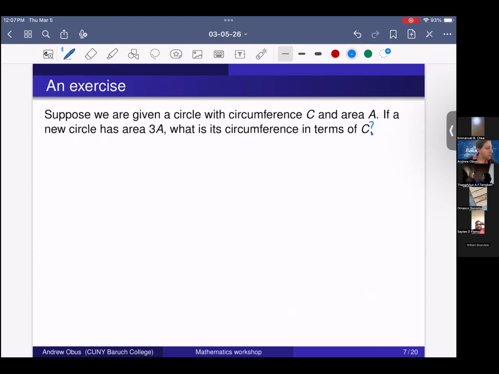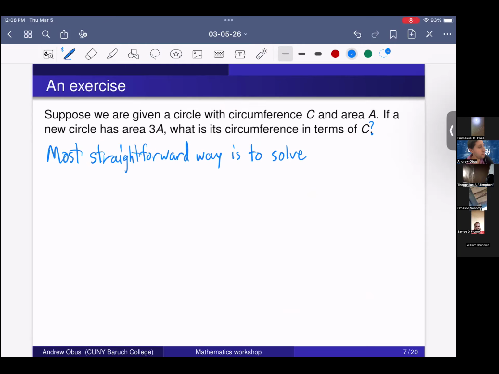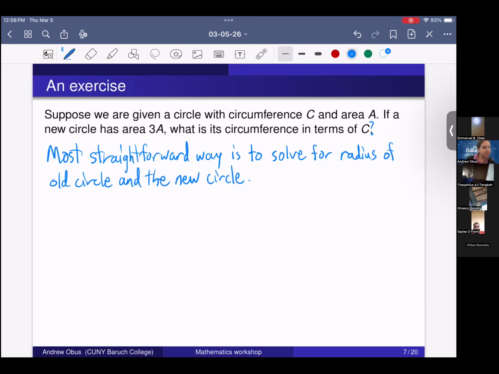Okay, right. So, I mean, the way you can do this kind of organically, but probably the most straightforward way to do this is to solve for the radius of the old circle and the new circle. Okay, so this would be one way to do this.